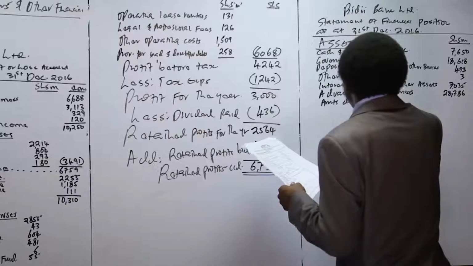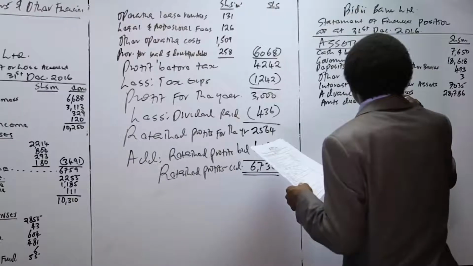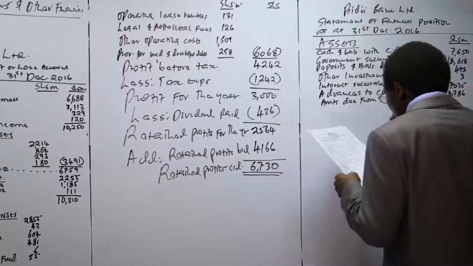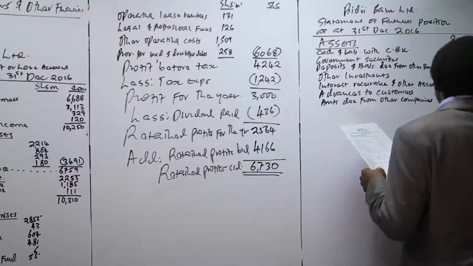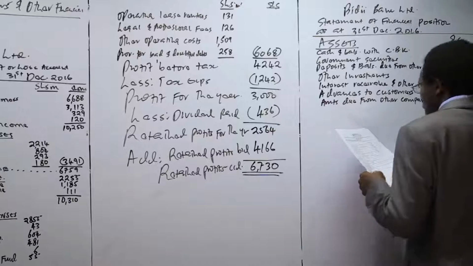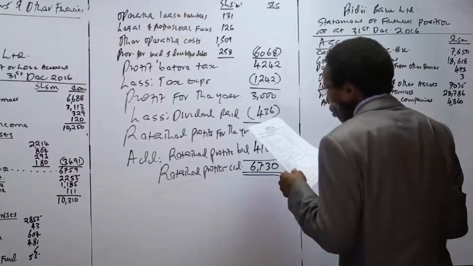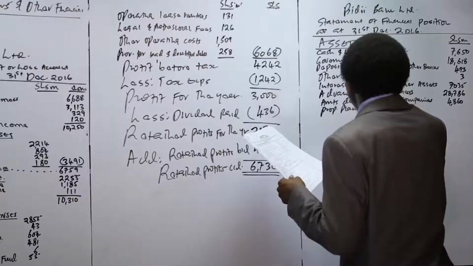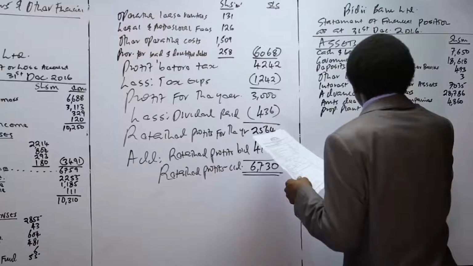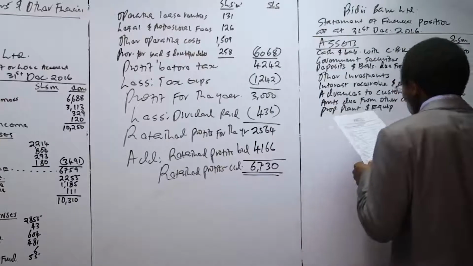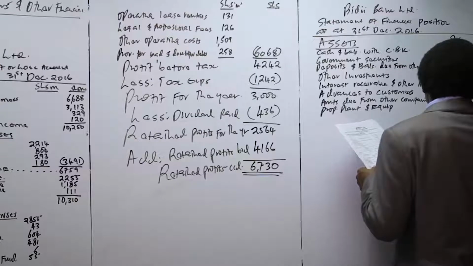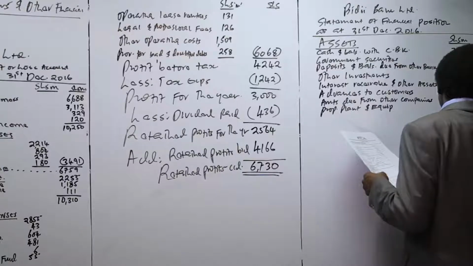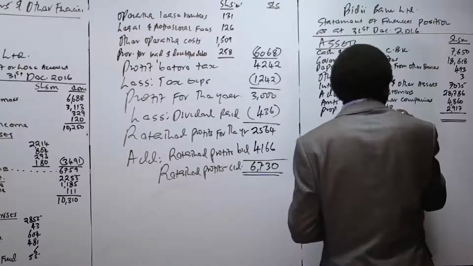Then we also have amounts due from other companies, we have it as 4860. Then we also have property, plant and equipment. The property, plant and equipment is 2917. So at that point, we have no other business, so we have got the total assets.